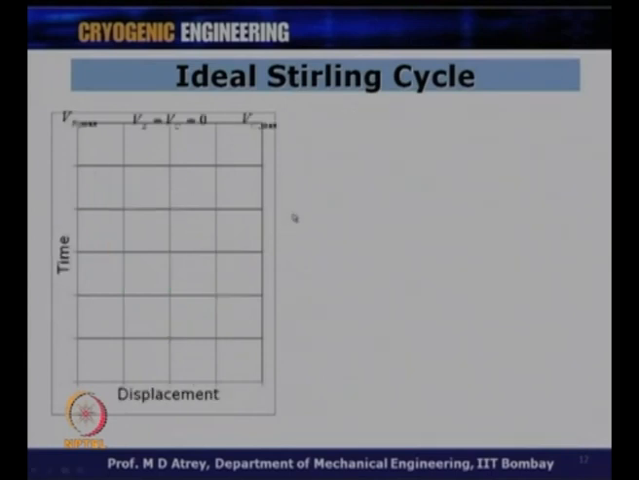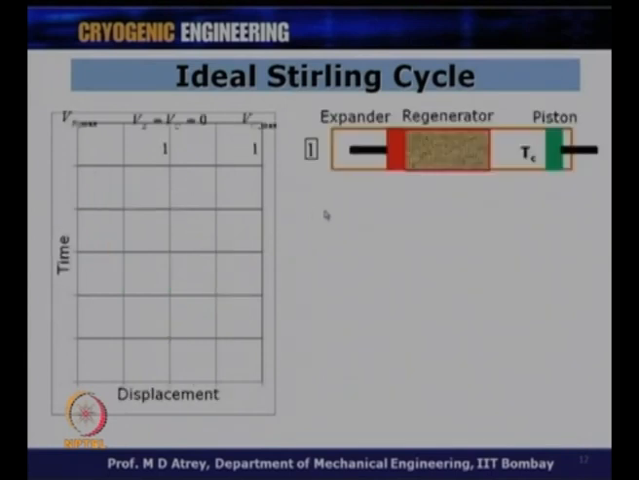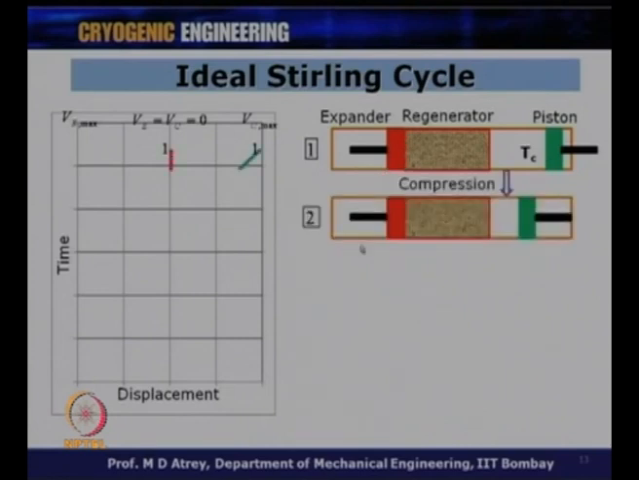So, in order to understand that, let us see the next slide, and here we can plot the locus of the top portion of the expander piston as well as the compressor piston. Initially at point 1 we had the compressor piston at the bottom dead center, while the expander piston was at the top dead center. During the process 1 to 2, during which compression happened, this green color line indicates the locus of the motion of the compressor piston, while the red color line gives the locus of the motion of the top portion of the expander piston.